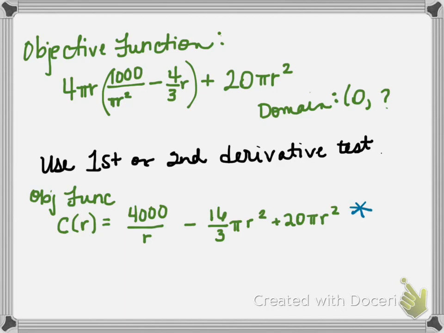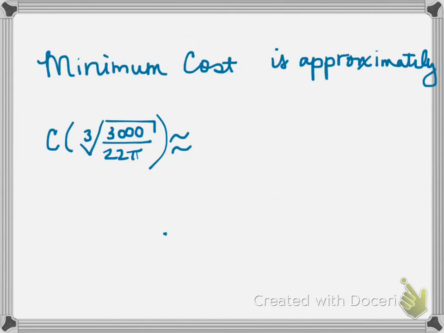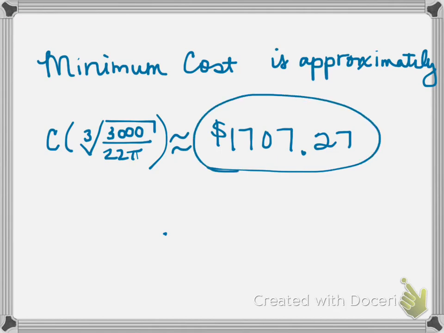Okay, and then we get the minimum cost, which is approximately $1,707.27. Okay, and that's our answer. That should be a reasonable estimate. Make sure that that sounds like a reasonable estimate to you. All right, the other two examples are coming.